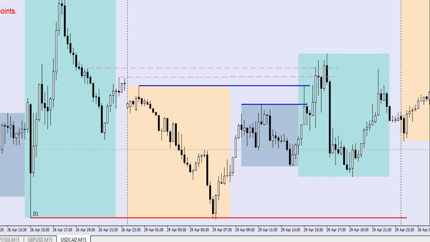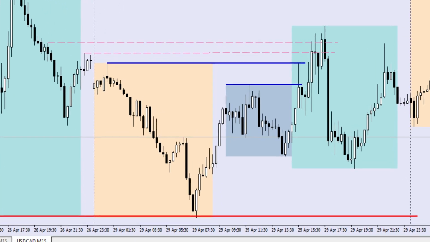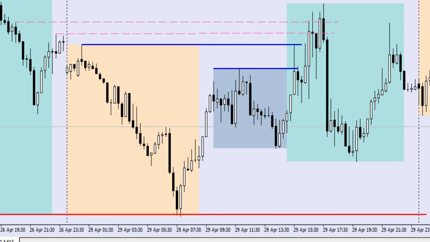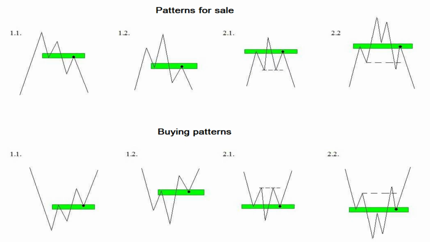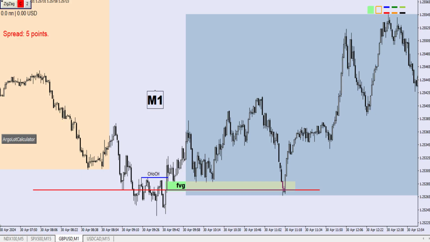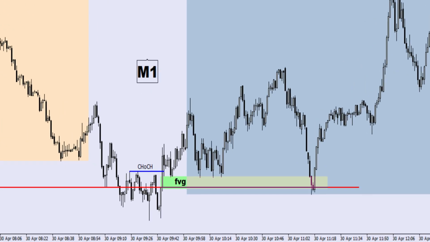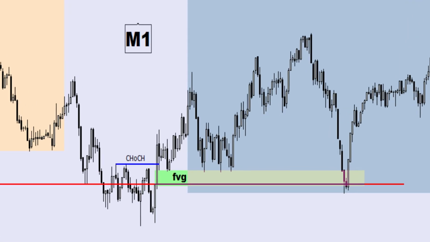Now, let's consider options for entry points after liquidity is removed from the sessions. Two types can be used. 1. Reversal patterns. There are also videos about them on my channel. 2. Price reaction to the level. Reversal patterns are classics in trading. Wait for a false breakout of the level, formation of a pattern with the choke formation, and open a deal.